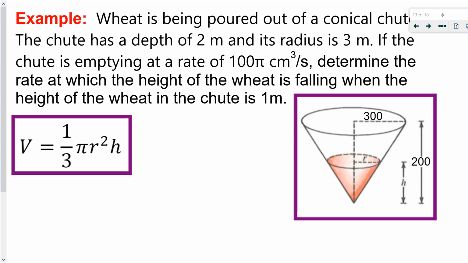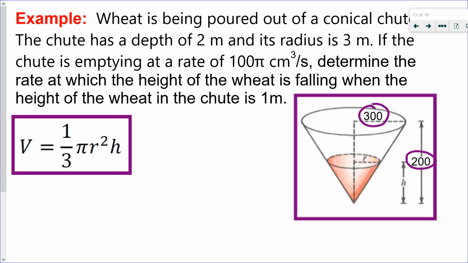So notice I'm hearing meter, meter, meter, and centimeter. So I want to have a common unit for everything. So what I did is I changed it to the smaller unit of centimeters. So 2 meters for the height or the depth, I changed to 200 centimeters. And the radius of 3 meters, I changed that to 300. So I'm changing everything to centimeters so I have the same units.